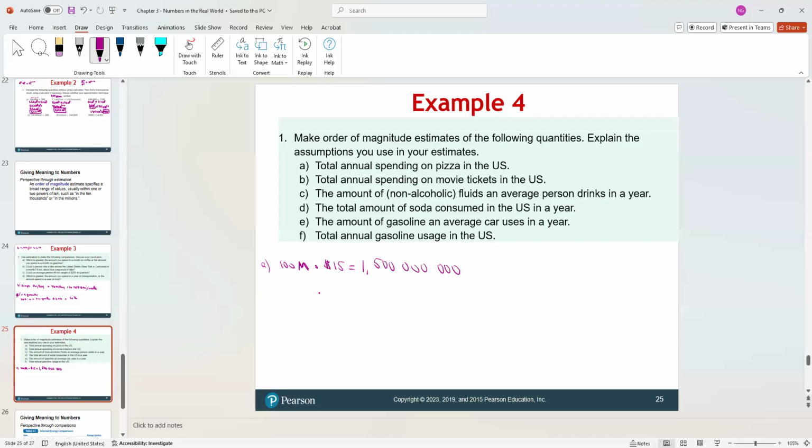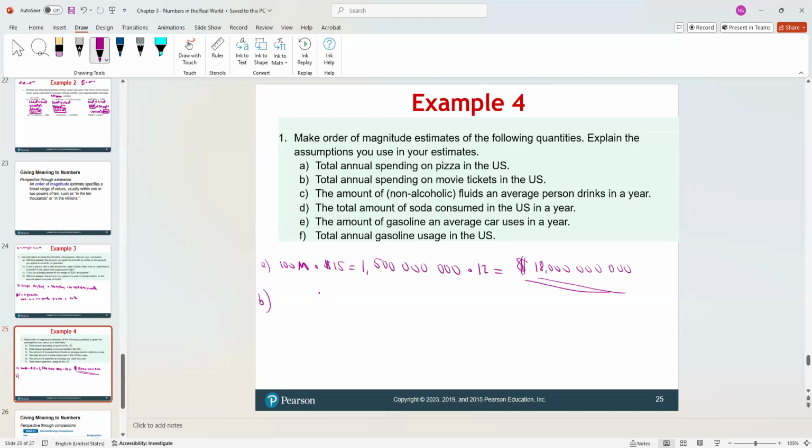Now, that's for 1 month. Sorry, one pizza per person per month, not per day, because they said approximately everyone eats one pizza per month, right? If you do it for 12 months, that gives you 18 billion dollars. So 18 billion dollars is what we spend on pizza in 1 year in the US. So that's an example for A.